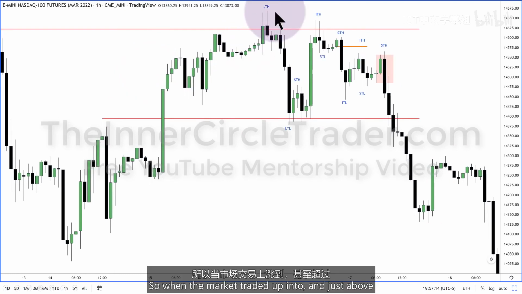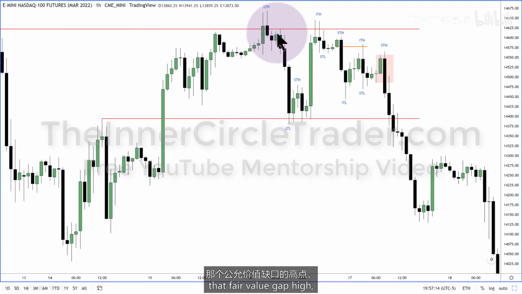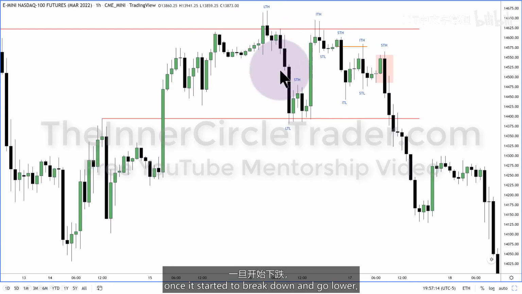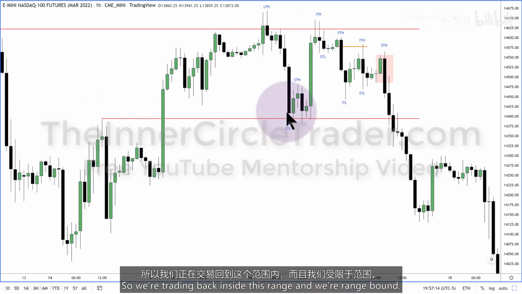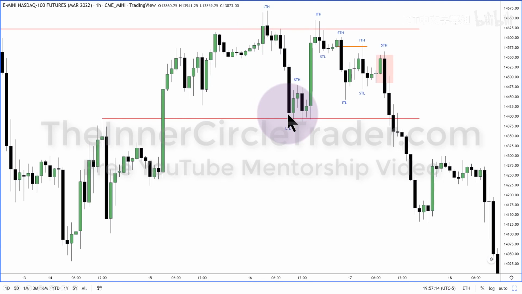So when the market traded up into and just above that fair value gap high, this red level here, once it started to break down and go lower, it traded back down into this candlestick's high. So we're trading back inside this range, and we're range bound. Since I am expecting the daily chart to be the parent of this price structure, all minor lower time frame swings are going to be subordinate to it.